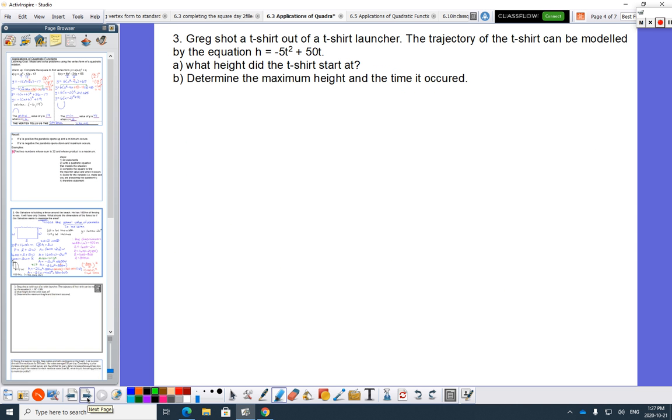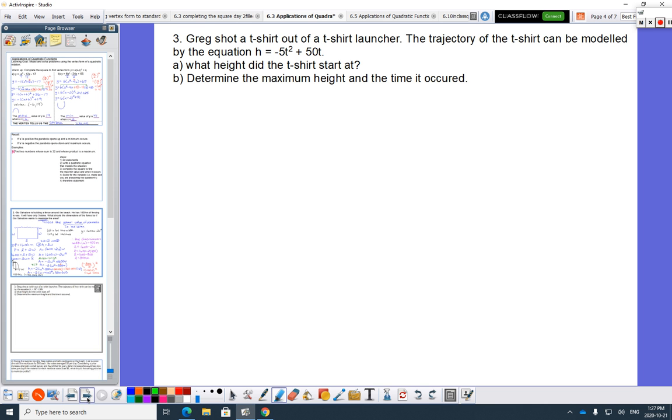Okay, this question is more like what you're used to. Again, there's no C value here. So Greg shot a t-shirt out of a t-shirt launcher. The trajectory of the t-shirt can be modeled by the equation h equals negative 5t squared plus 50t. So again, no C value.